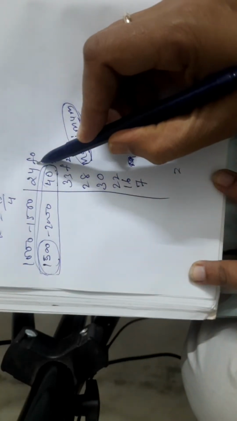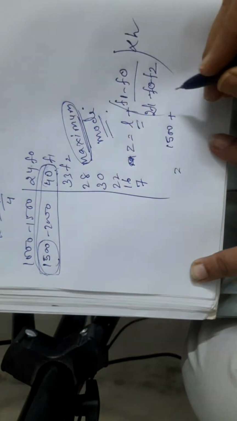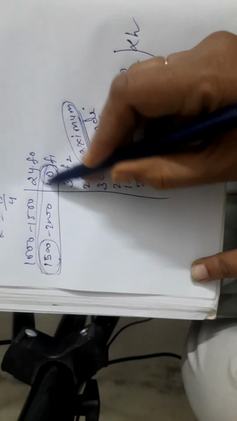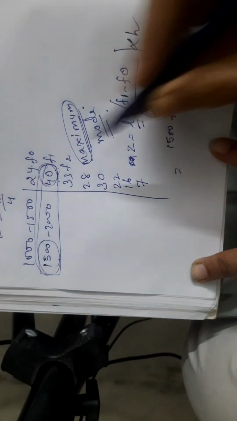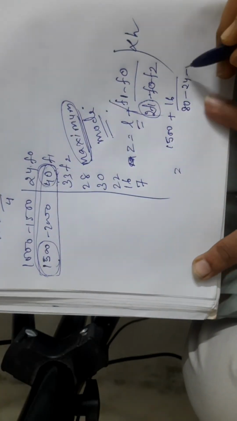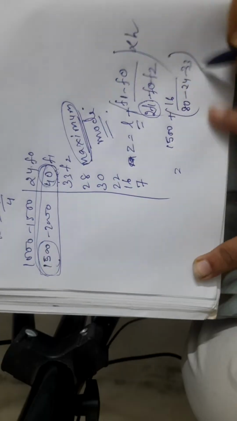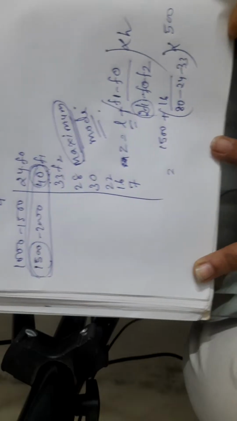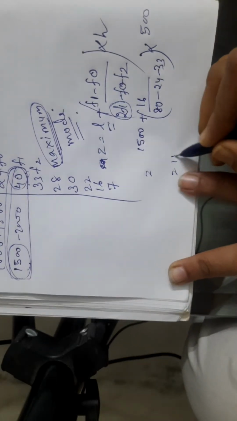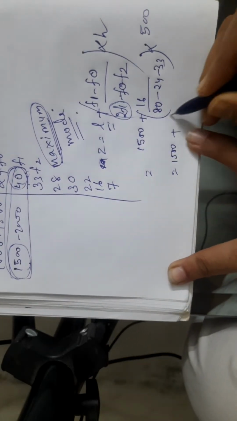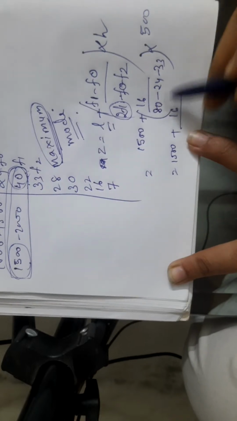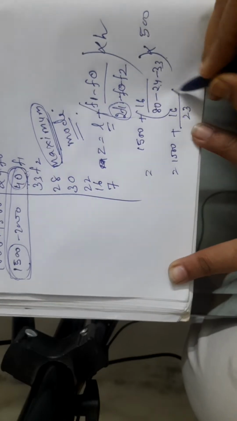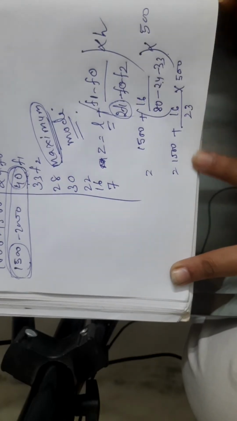40 minus 24. So 40 minus 24 is 16. 2 multiplied by 40, 2 F1 is there. So 2 40s are 80. F0 is 24. F2 is 33. Whole multiply by class interval, it's 500. So let's calculate now. 1500 plus 16 upon 80 minus 24 minus 33. So it's 23. Multiply by 500.